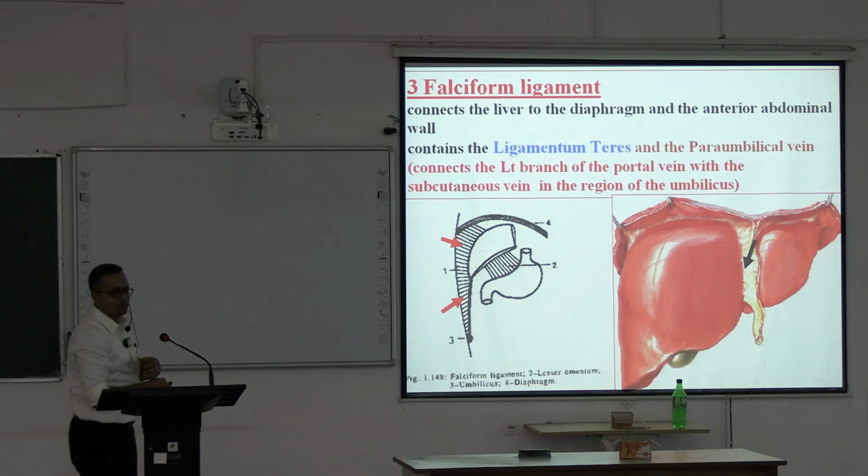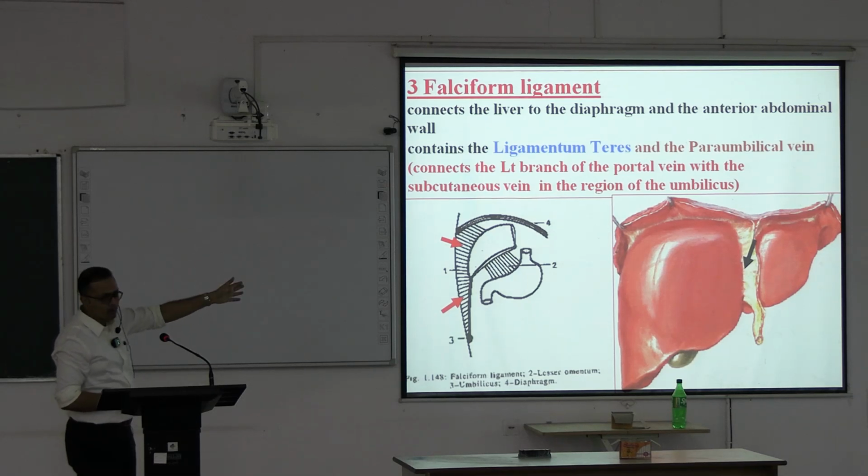So, this falciform ligament extends from the anterior surface of the liver and splits the liver anatomically into the right lobe and the left lobe. The falciform ligament moves up and attaches to the undersurface of the diaphragm, and it holds down as this flappy thing and attaches to the anterior abdominal wall. And what does it contain? It contains paraumbilical veins and it contains ligamentum teres.